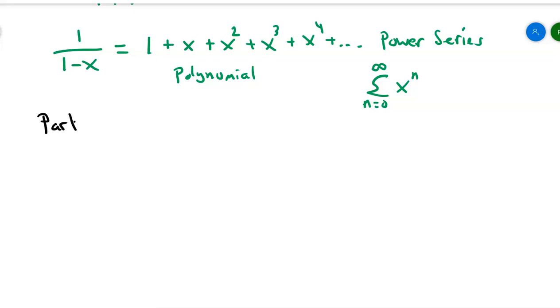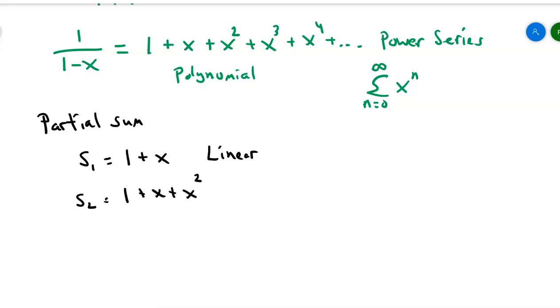So let's look at what the partial sums are. I'm going to skip the first partial sum because the first partial sum is just 1, right? S of 0 is 1. So let's look at the first partial sum, S sub 1. That would be 1 plus x. 1 plus x is linear. The second partial sum, then, would be 1 plus x plus x squared. The third partial sum would be 1 plus x plus x squared plus x to the third.